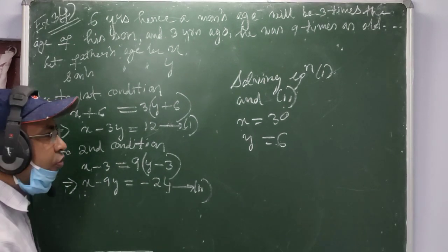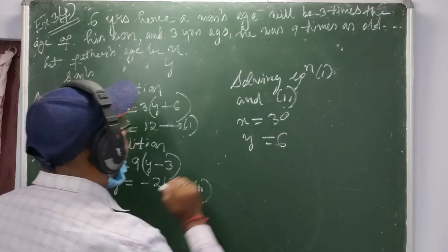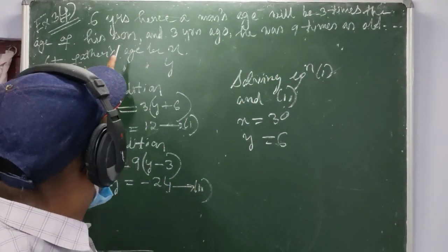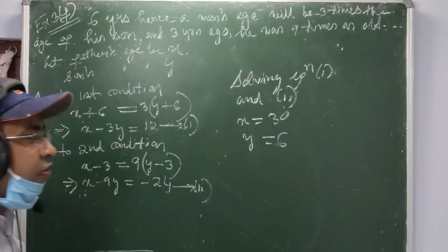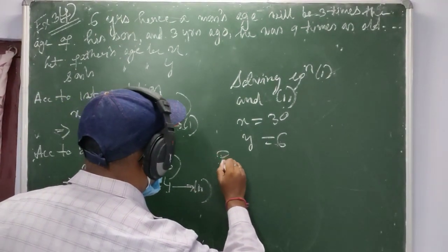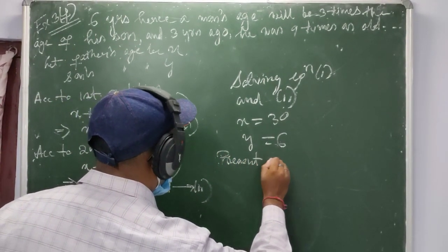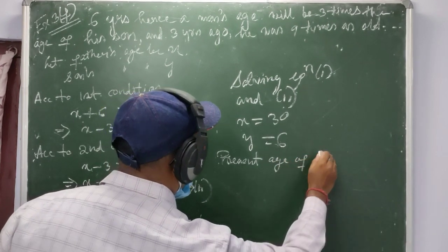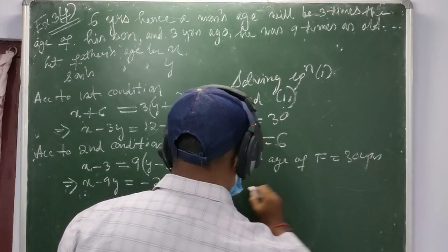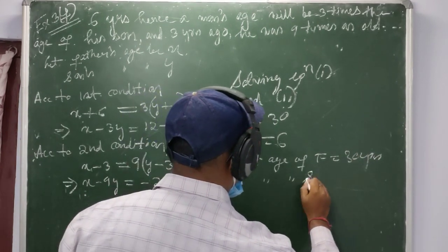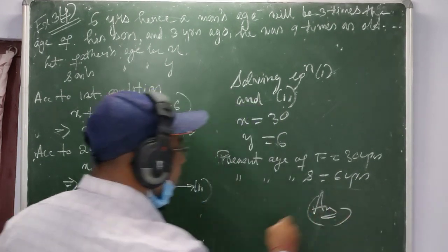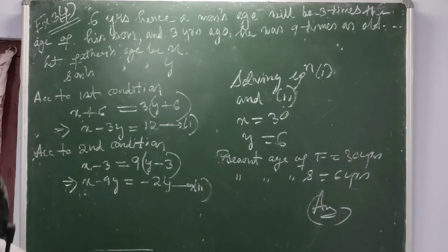So lastly, what you have to write: if you read the question, go through the full question, find their present ages. That means you have to find the present age of the father as well as the son. So write here, present age of father is how much? 30 years. And present age of son is 6 years. This is your answer. So moving on to the next sum.